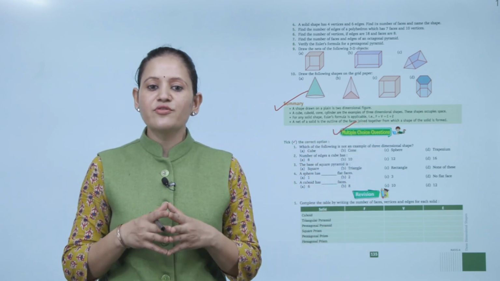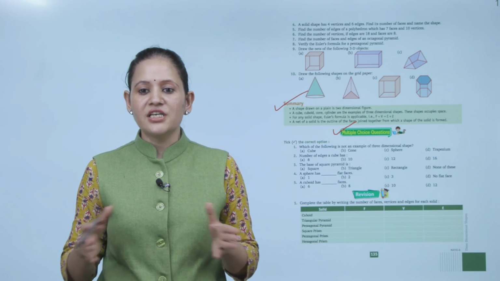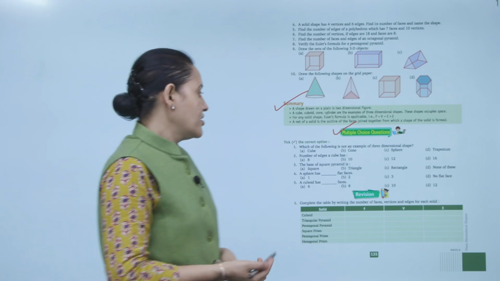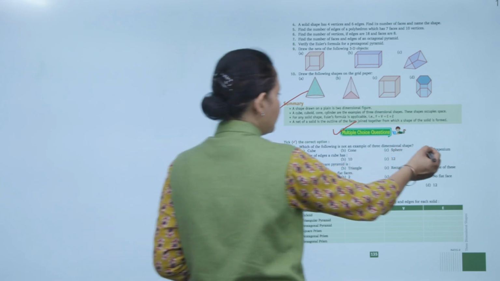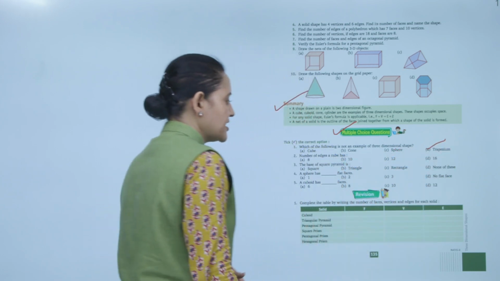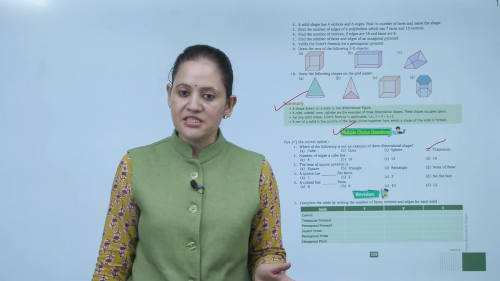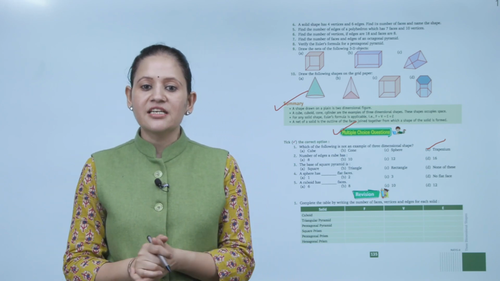Take the correct option. Which of the following is not an example of a three-dimensional shape? So, trapezium is not an example of a three-dimensional shape. That is a two-dimensional shape. So option D is the correct answer here.